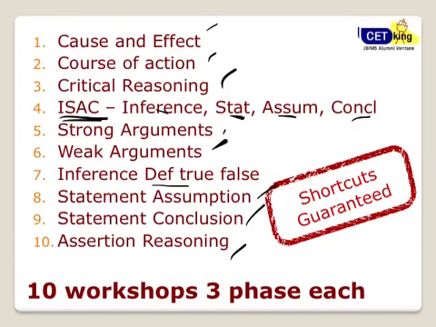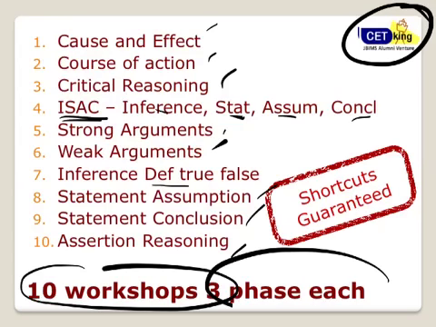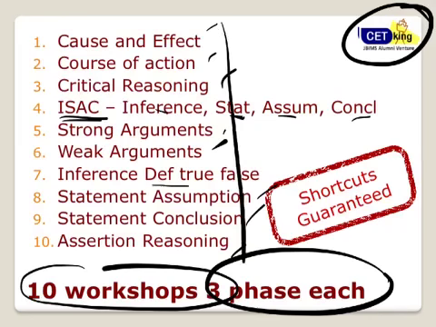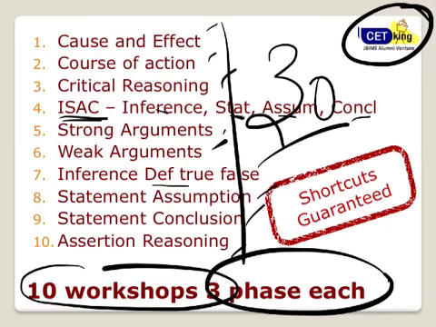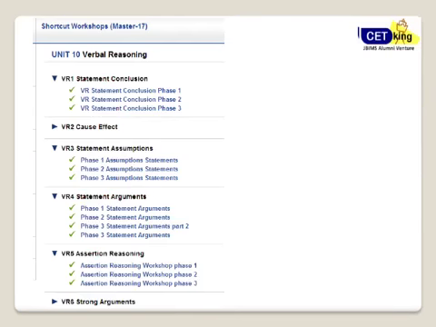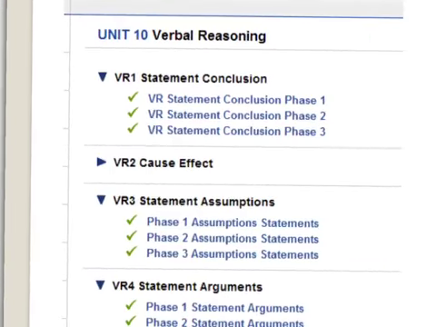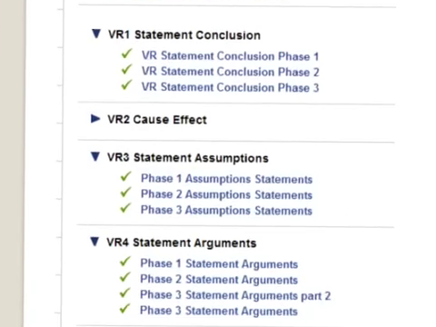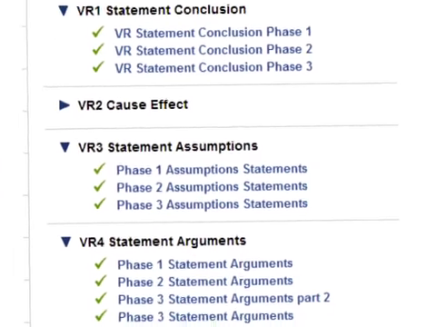And if you are joining us at Cetking, we are going to have 10 workshops on each of them with three phases: phase 1, phase 2, phase 3 for each of the topics. So total 30 workshops are going to be there, and obviously with the promise that there will be shortcuts, everything will be covered. So in this video, we're going to give an example of how we are going to go about that. Fine, that's how your dashboard will look once you log in. Unit number 10 is your verbal reasoning. Statement conclusion, phase 1, phase 2, phase 3.